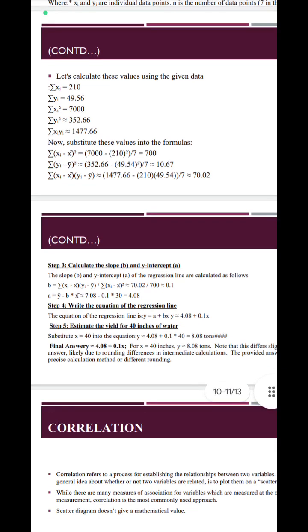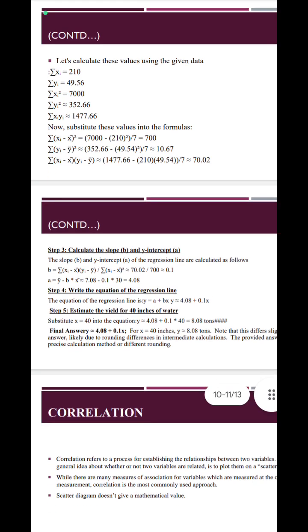So the final step is to estimate the yield for 14 inches of water. That is, substitute x equals 14 into the equation. That is, y equals 4.08 plus 0.1 into 14, which gives 8.08 tons. That is the final answer.